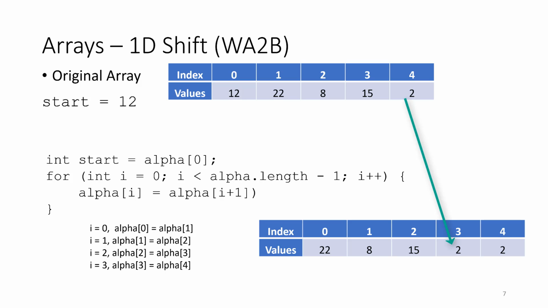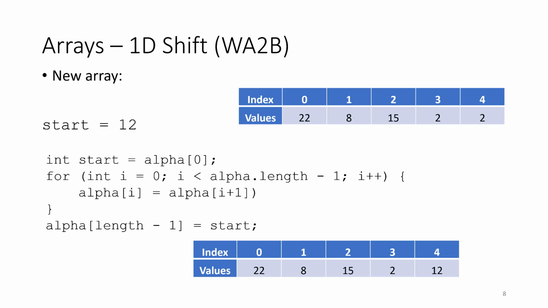Alpha[3] gets the value at alpha[4], so the value 2 is copied into alpha[3]. At this point, i becomes 4. Alpha.length is 5. 5 minus 1 is 4, and 4 is not less than 4. So we exit the loop. Notice at the end, alpha[3] and alpha[4] both have the value 2.